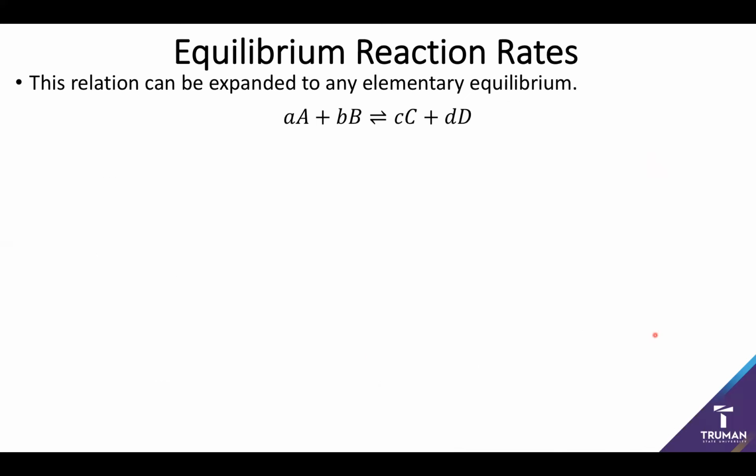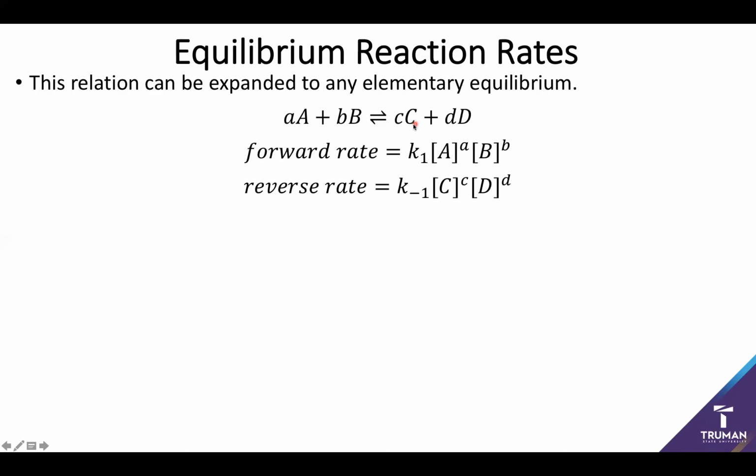And it's worth noting we can expand this to any elementary equilibrium, no matter the coefficients. So if I have a amount of A plus b amount of B produces c amount of C and d amount of D, and the whole system's at equilibrium, I can write my forward rate, since this is an elementary reaction, in terms of the forward rate constant, the concentration of A to however many molecules of A I need, and the same thing with B. And we can write the reverse reaction very similarly, except denoting that now C and D are my reactants, and I have a rate constant of k-1. So different rate constants, different starting materials.